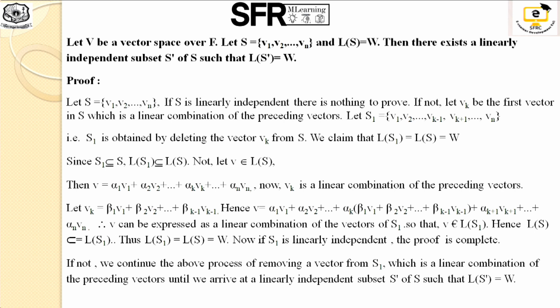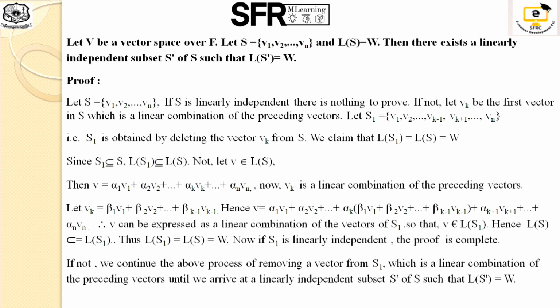Yes, I am going for a brief explanation about the linear span of the subset S and S dash. So let V be a vector space over F. Let S = {V1, V2, ..., Vn}. Then the linear span of S is equal to W, I am taking. There exists a linearly independent subset S dash of S such that the linear span of S dash is also equal to W, because S dash is contained in S.